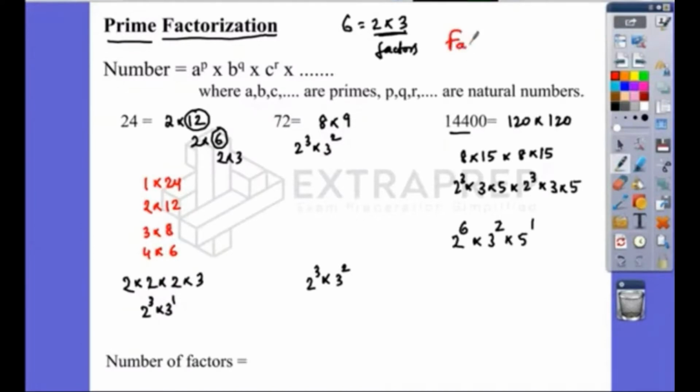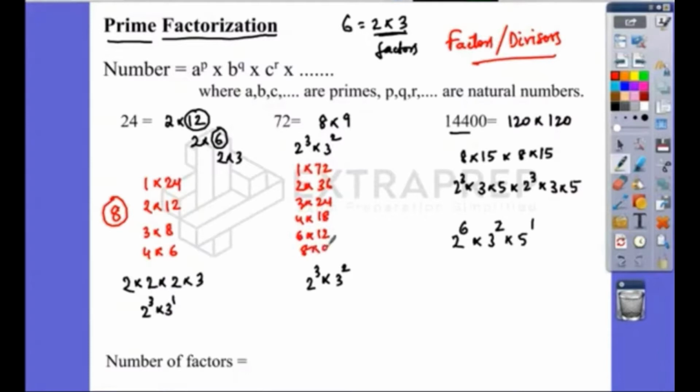Factors or divisors, both mean the same thing. How many factors does this have? This has 8 factors. Okay, 72 can be written as 1 into 72, 2 into 36, 3 into 24, 4 into 18, 6 into 12, and 8 into 9.